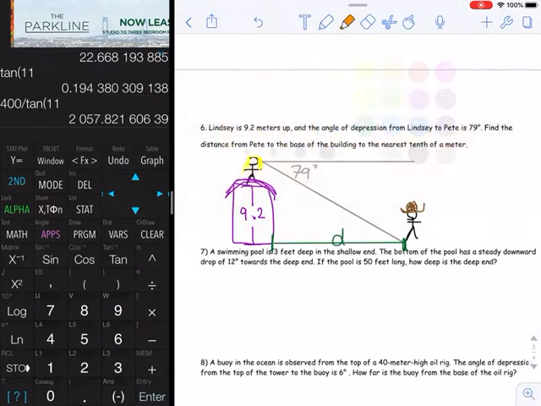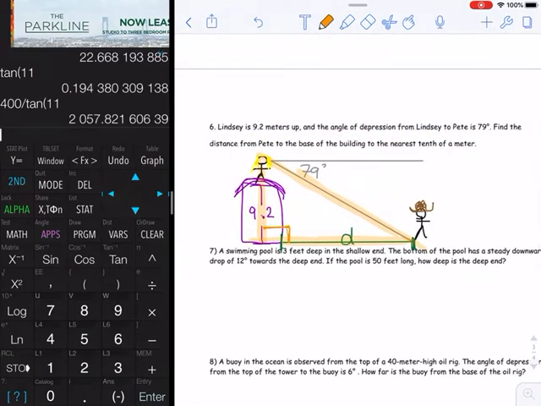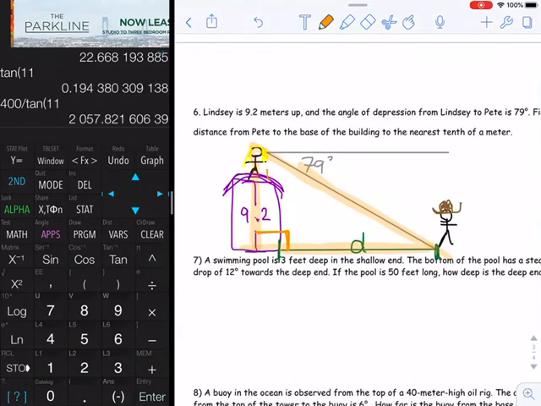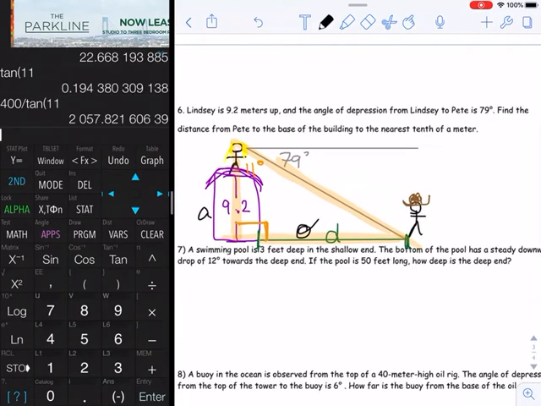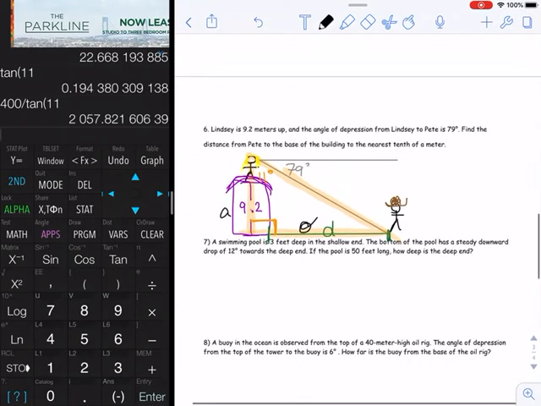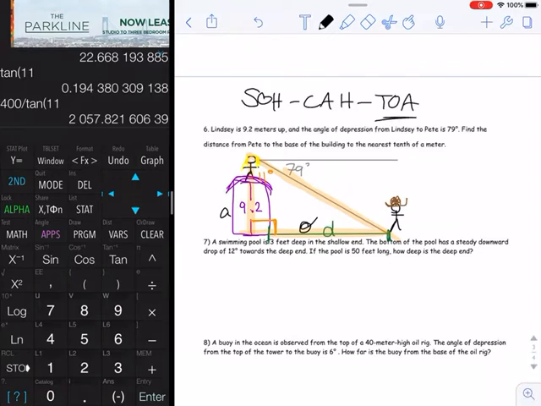So what I would do is I would remake my right triangle, or just emphasize it. It's going to be like this. Alright. Here's my right angle. And then this angle right here is 11 degrees. Alright. Because it's complementary to 79. And then from here, I got the opposite side, which is the distance I want to find. 9.2 is the adjacent side. So, and my good friend Toa, I'd be using tangent.